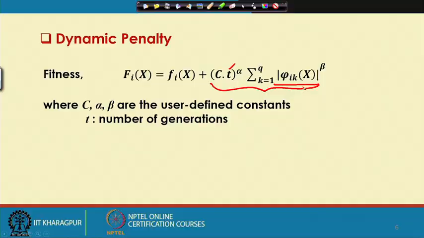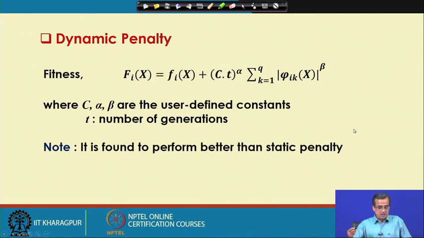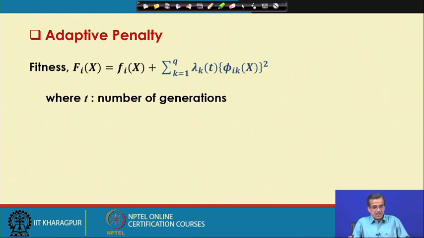Now, once again I will be solving a numerical example to show the importance of this particular penalty calculation. Now, here I put one note. This dynamic penalty is found to perform better than the static penalty, as usual. Then comes the concept of the adaptive penalty.